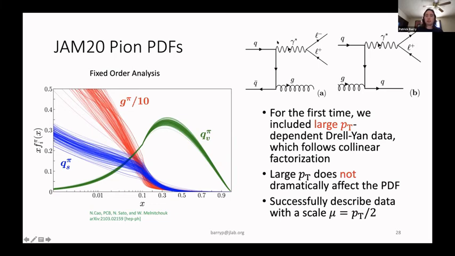So you can see in this diagram A, this is still quark anti-quark annihilation, as was in the PT integrated case, but we have some recoil gluon here that has some PT kick, which gets transferred into the virtual photon. So we found that this was largely the same as just doing an analysis with PT integrated Drell-Yan and leading neutron. The uncertainties of those large PT points in Drell-Yan are quite large, so those do not dramatically affect the PDFs. What we found was that there was a successful description of the data with a scale mu equal to PT on 2.